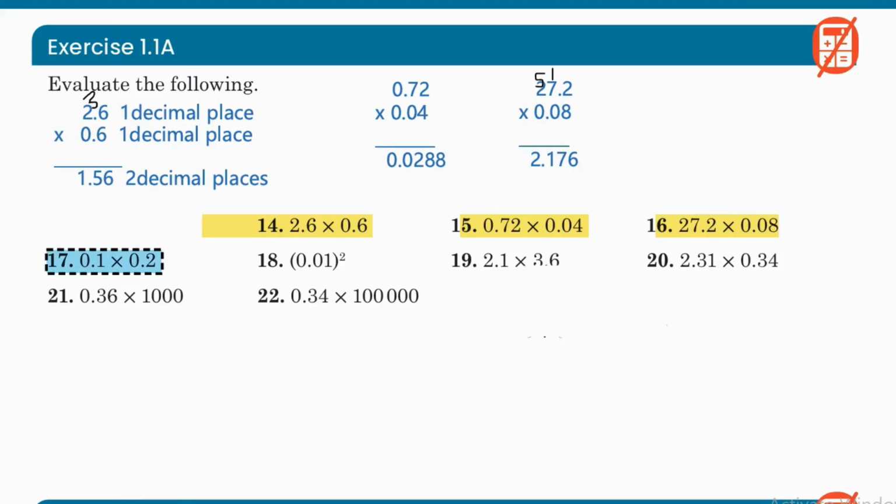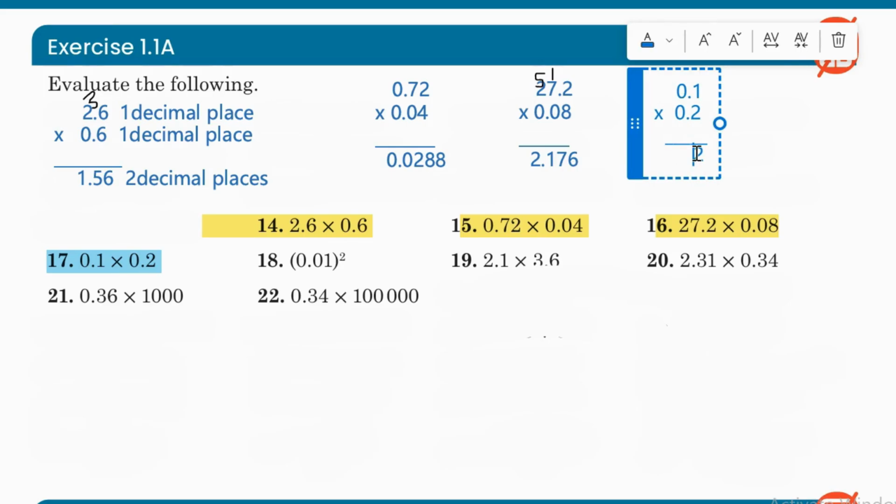Question number 17. 0.1 multiplied by 0.2, ignoring the decimals, two ones are 2. But as we can see, we need to put decimal 2 places from the right in the answer, because as we are counting in both the numbers, the decimal places, we add them. Like one decimal place in the first, one decimal place in the second number. So now there are 2 decimal places. So in this case, we have to put a 0 over here with 2, and then we'll put a decimal. The answer is 0.02.